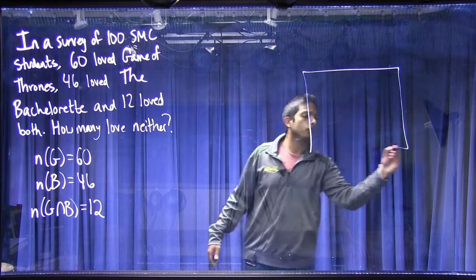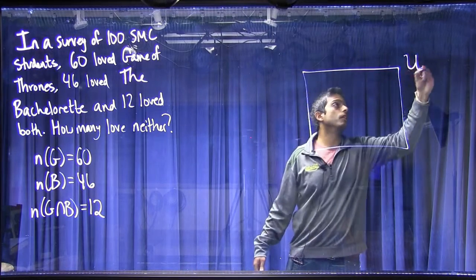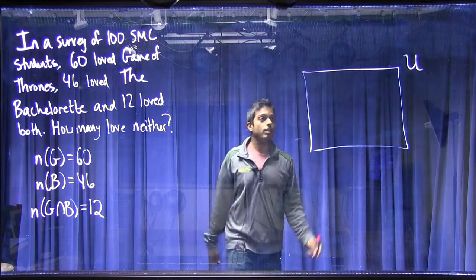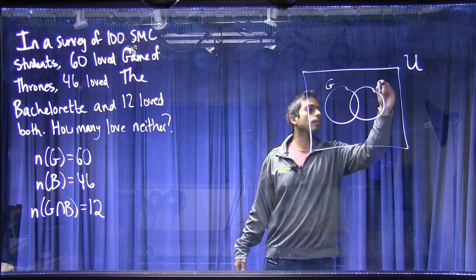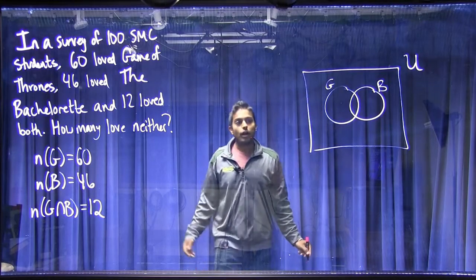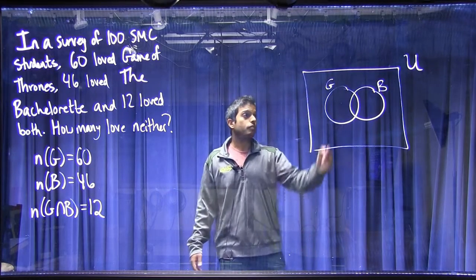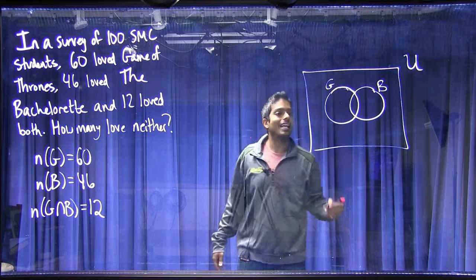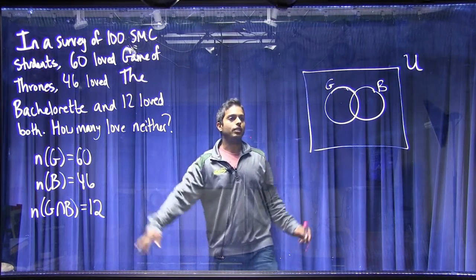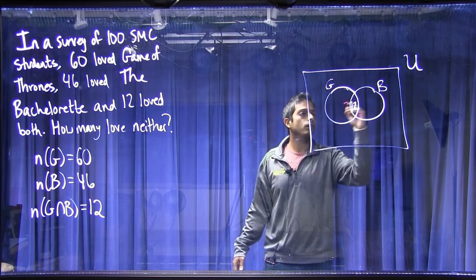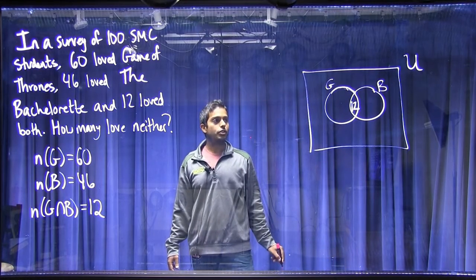So here's my universal set of the 100 St. Mary's students that I surveyed. Here's the set G, and here is the set B. Okay, so let's start filling some stuff in. Remember, we work from the inside out on these. The number of elements in G intersect B is 12, so there's 12 right there in the intersection.